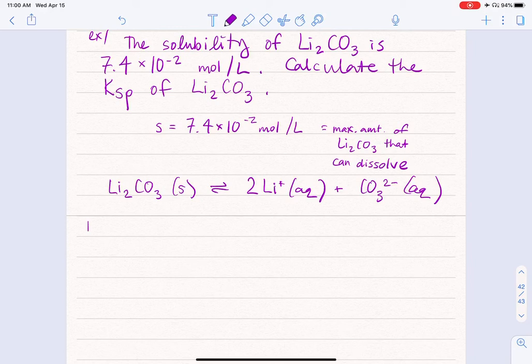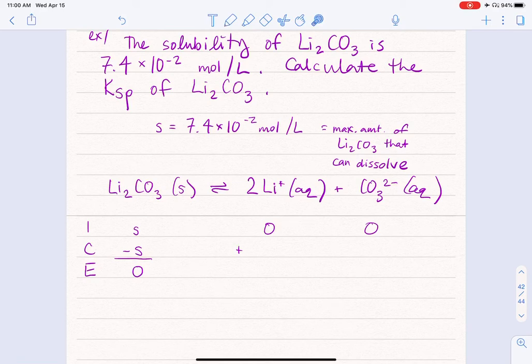Now, underneath that reaction, I'm going to make an ICE chart. And I'm going to call the amount that I start out with the solubility, S. So I'm going to say, this is the amount of this that I have that can dissolve in water, because that's what this is telling me. This is the maximum amount that can dissolve in water. So that means over the course of the reaction, I'm going to get minus S on the reactant side. And then on the product side, I'm going to get plus something in relation to X.